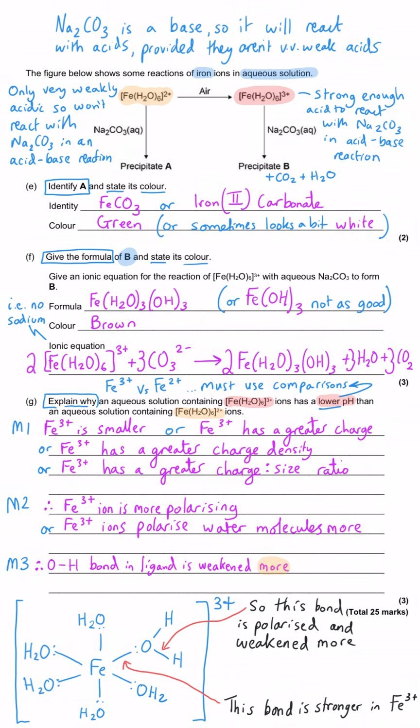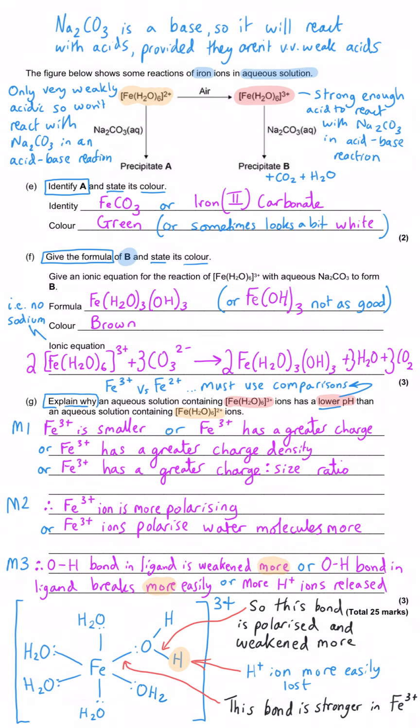And so that means it will break more easily. And as a result of that, this weakened bond is therefore going to release more hydrogen ions than the corresponding water ligands do in the iron 2+ complex. And so, as a result of that, more hydrogen ions means a stronger acid and therefore a lower pH.